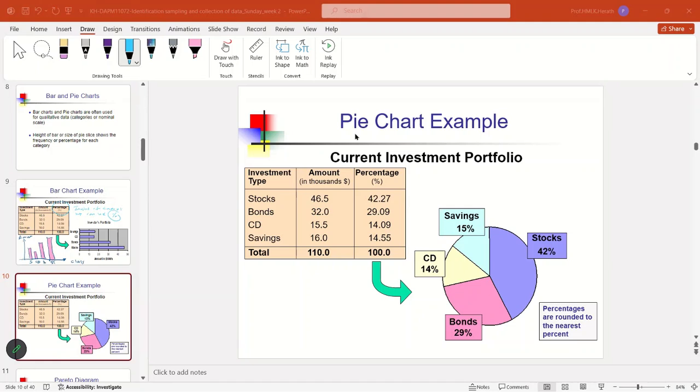But usually a pie chart will be more meaningful when we present them with the percentages. Okay?